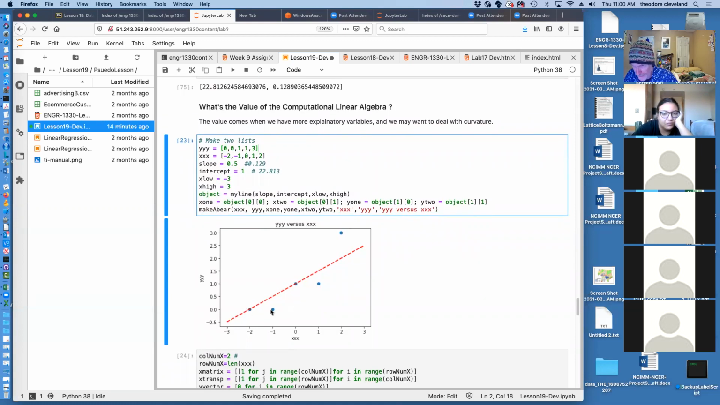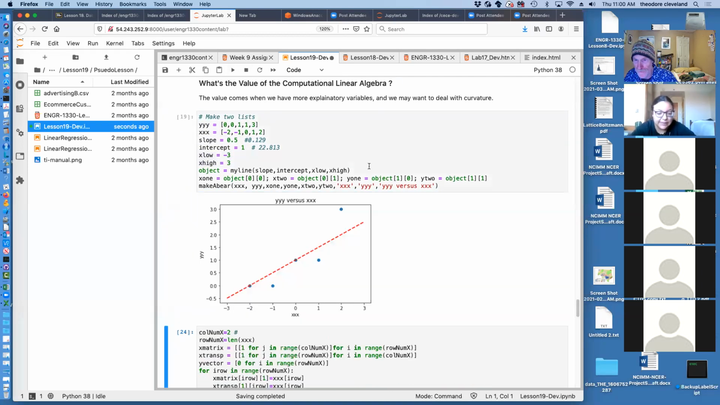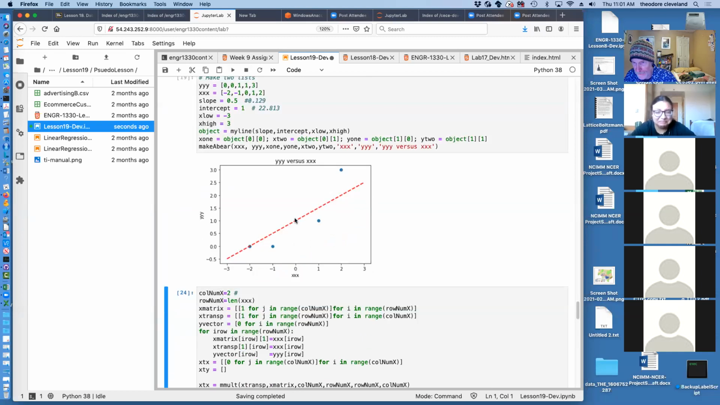Well, these particular data, they kind of line up, but maybe they have some other components to it. Let's suppose we want to deal with stuff that has curvature. So we're going to make 2 new lists. We're going to make a list called YYY and XXX. And we'll just arbitrarily plot a line that has slope of 1/2, intercept of 1 from -3 to 3. And let's plot the 2. And we get this: blue dot, blue dot, blue dot, blue dot, blue dot, red straight line. That's a useful model of our data, but it's not a very good model of our data.